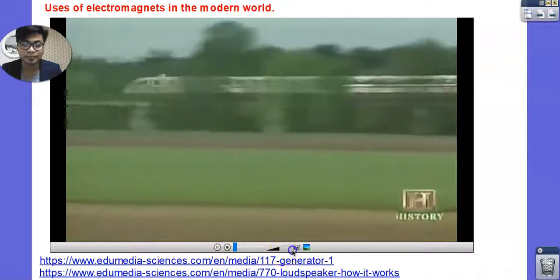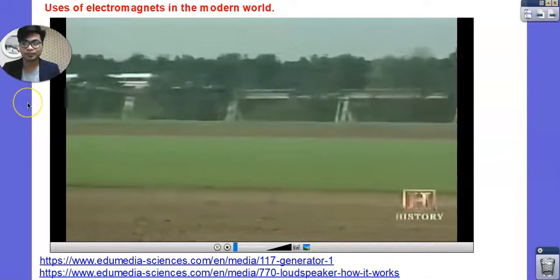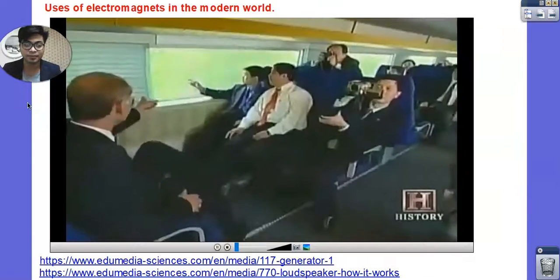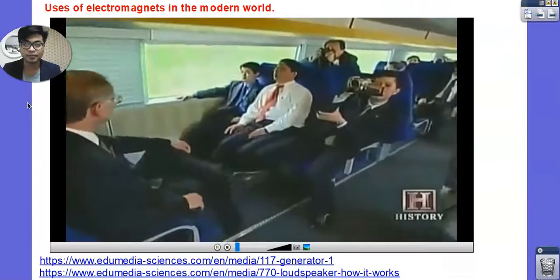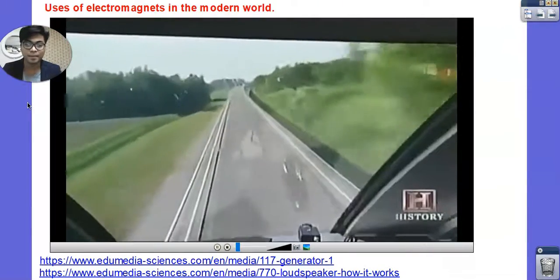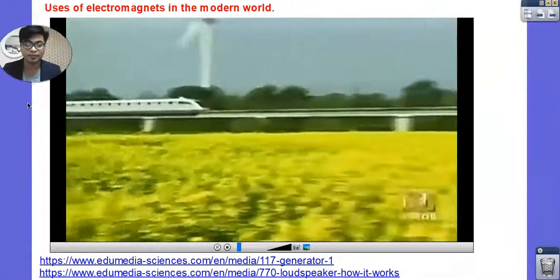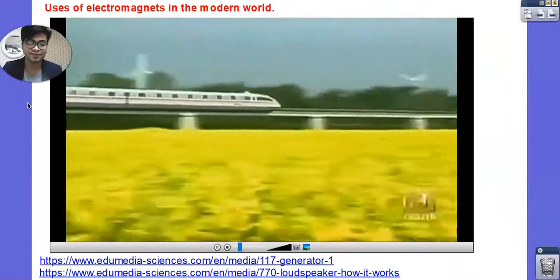Along a 12-mile test track in Emsland, Germany, here and in Japan, maglev engineers are developing frictionless rail systems that propel trains at speeds up to 275 miles per hour. Wondering how you levitate one of these 60-ton rail cars?